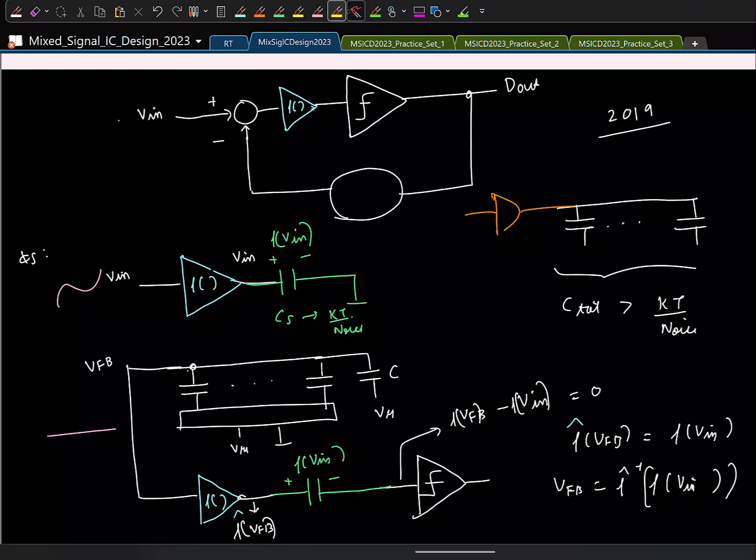And the other main issue in a SAR is the capacitor matching. How you can match the capacitors well so that you can reduce the sampling capacitor you can have. So those two are the main issues. So I think that covers what I wanted to discuss on SAR.